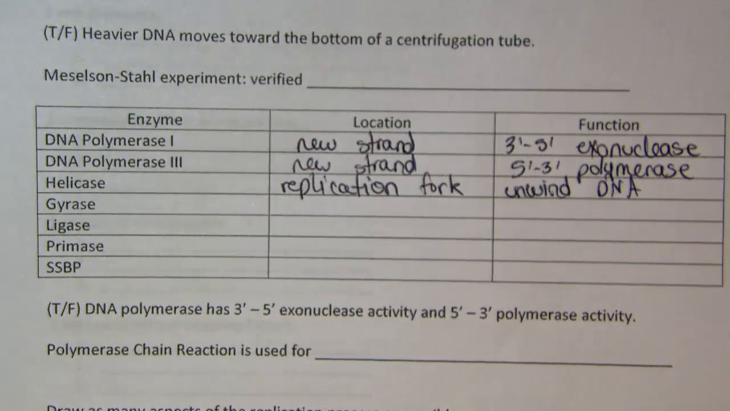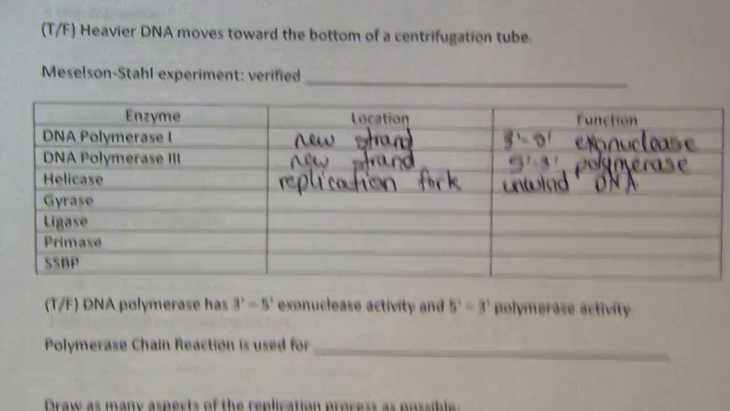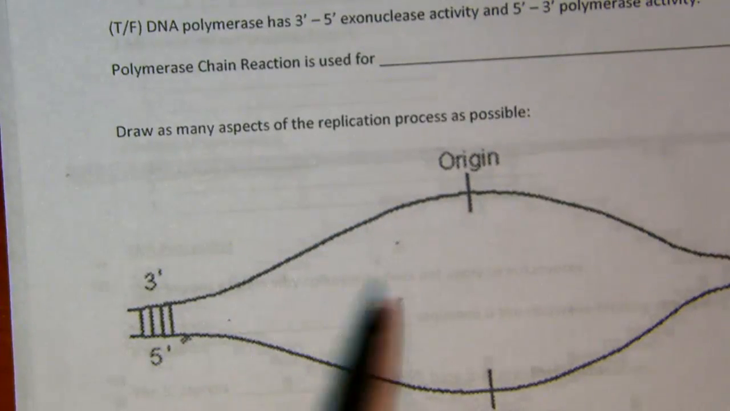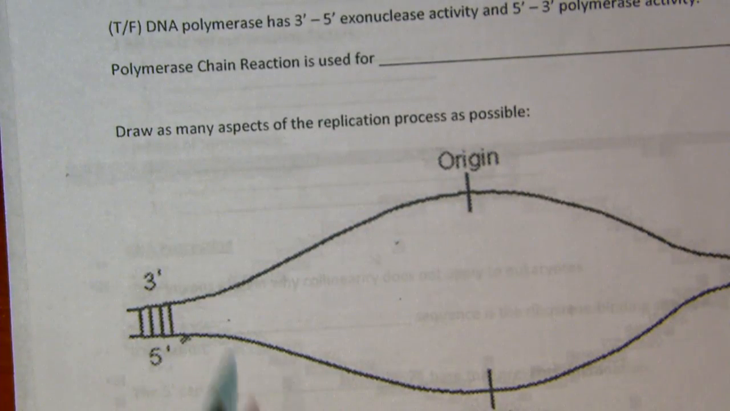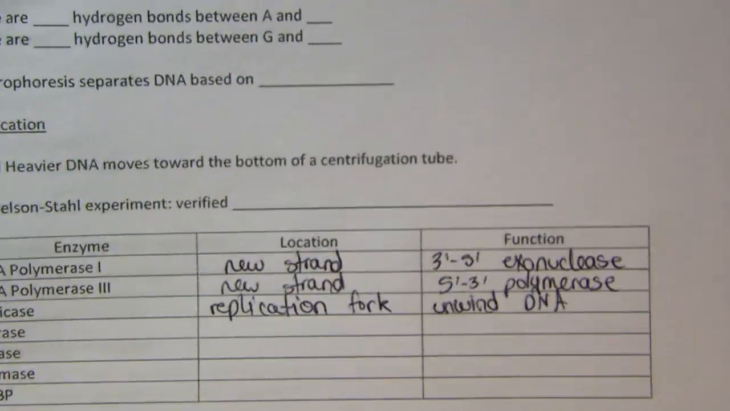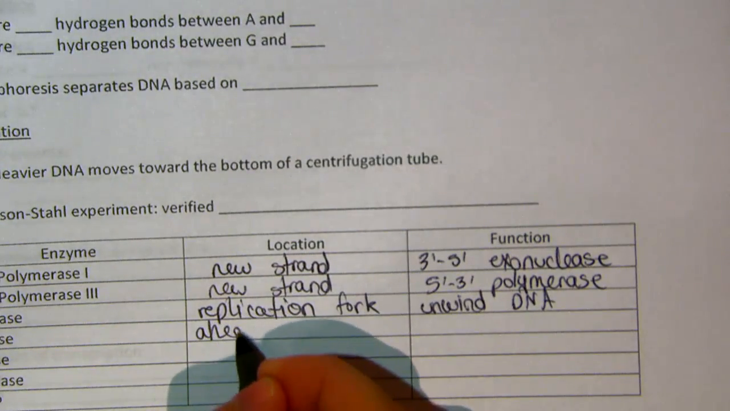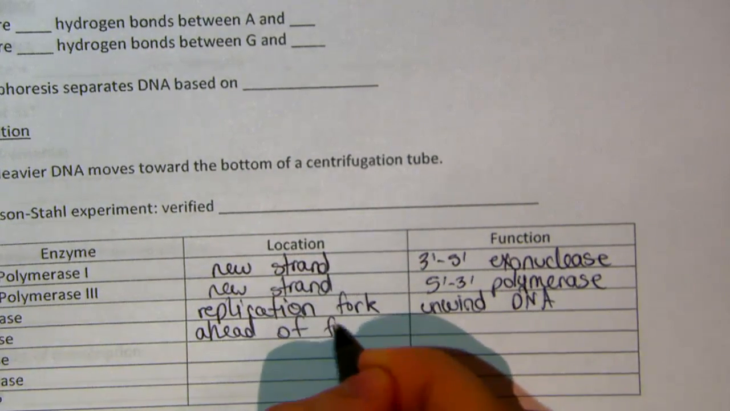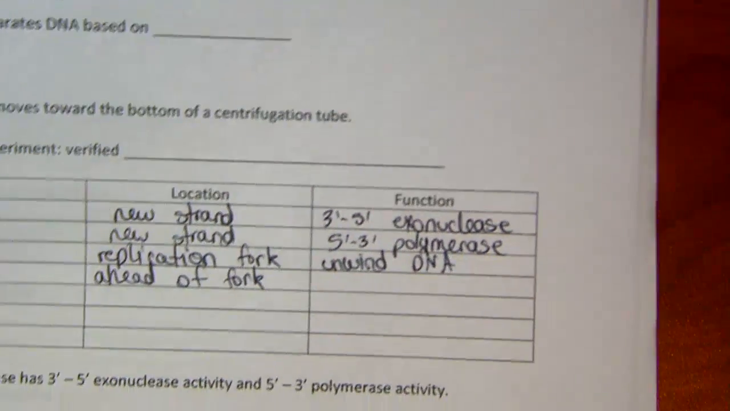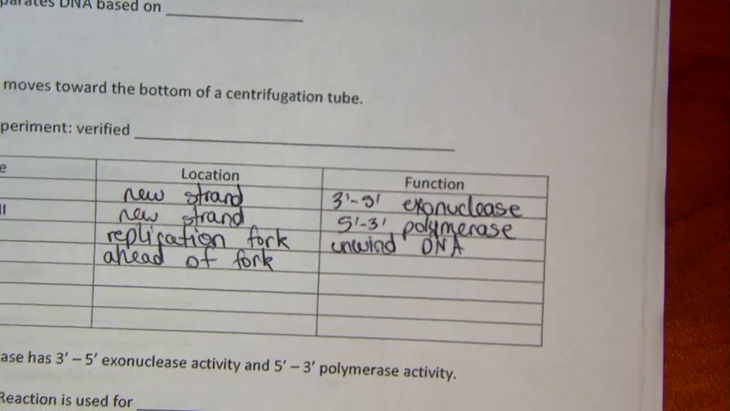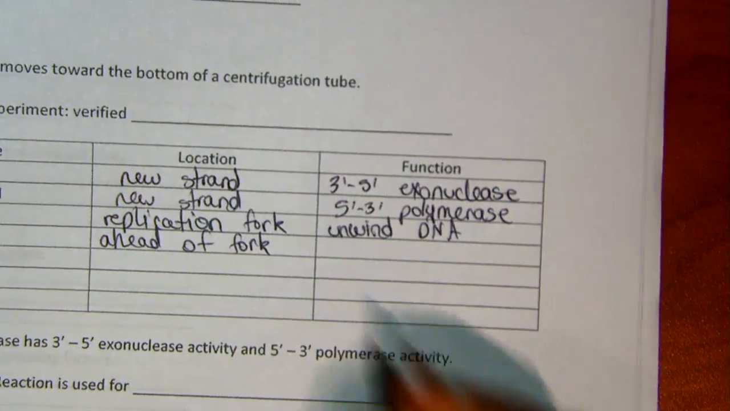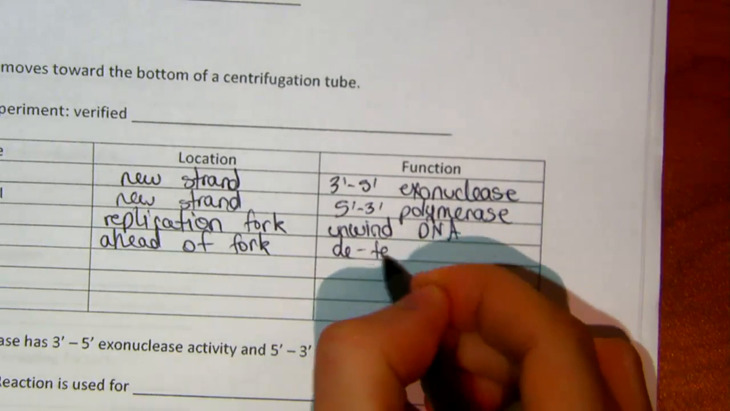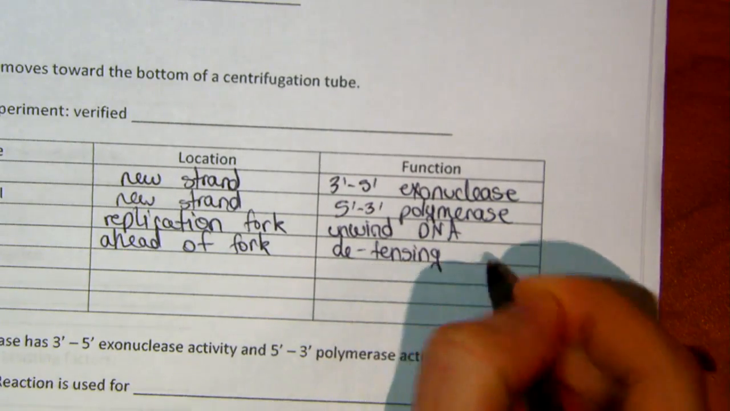And where is gyrase? Is it on this side of the fork or this side of the fork? This side, right? So it's ahead of the fork. And what's it doing? Yeah, it prevents supercoiling, so you can say, kind of like a made-up word, it's detensing the DNA.